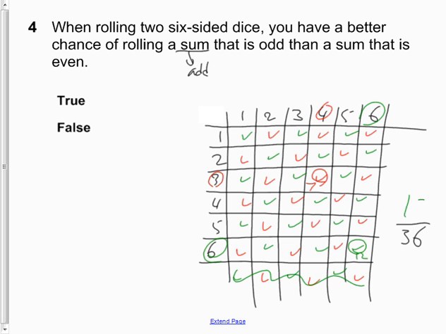So there are 18 and 18 of each. So the answer is, when rolling 2 6-sided dice, you have a better chance of rolling a sum that is odd than a sum that is even, is false. You have an equal chance. Both are 50-50.